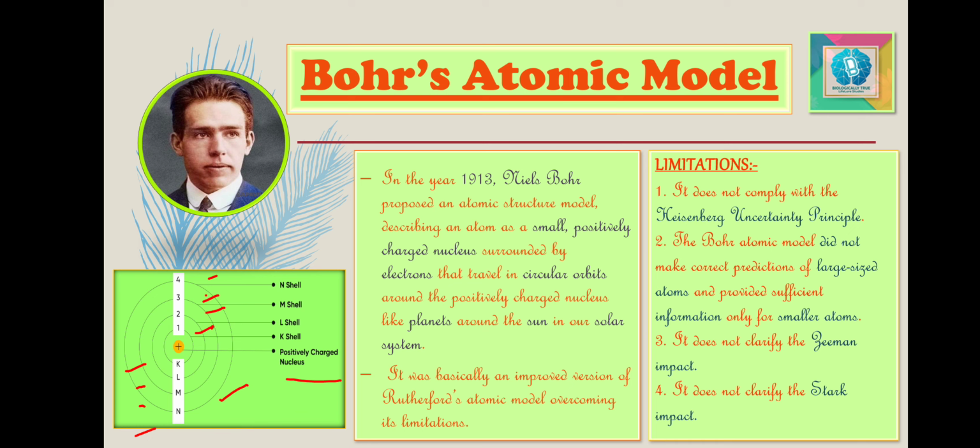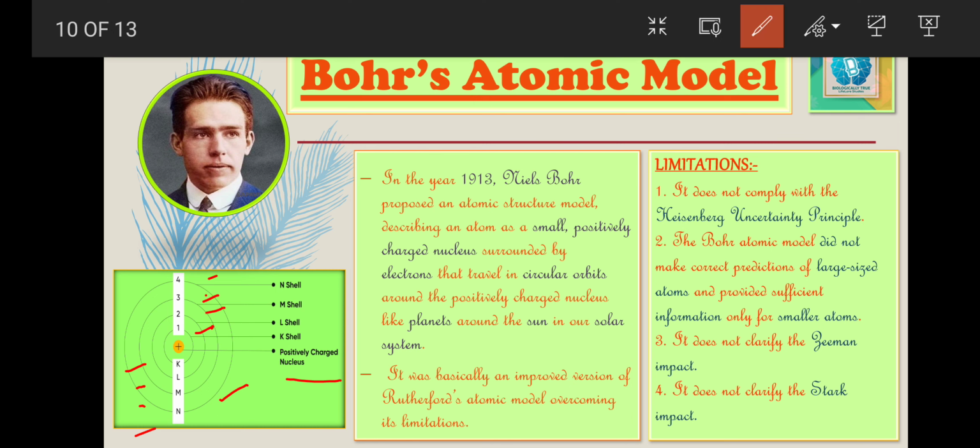Now coming to the limitations, what were the limitations in the model which he gave about the atomic structure? Firstly, it did not comply with Heisenberg's uncertainty principle. The Niels Bohr atomic model considered the electrons to have both a known position and momentum simultaneously, which is unthinkable as indicated by Heisenberg.